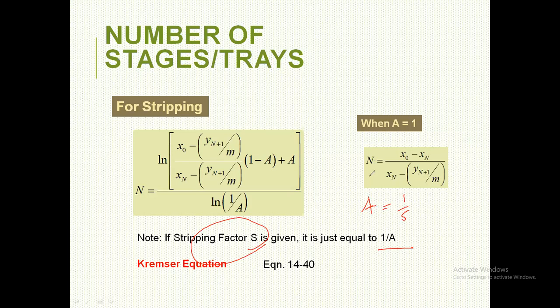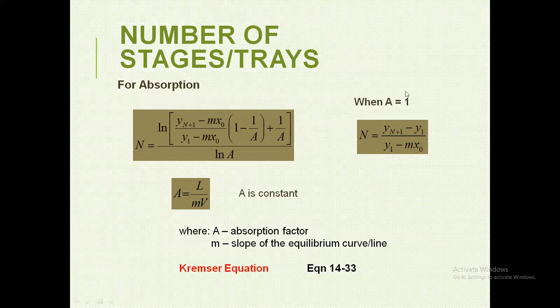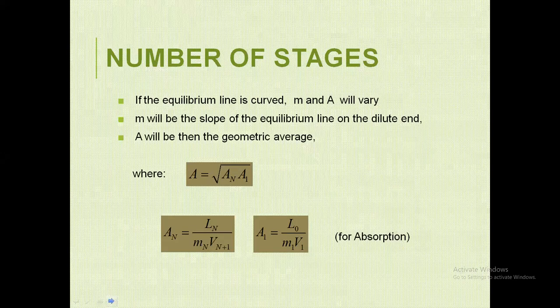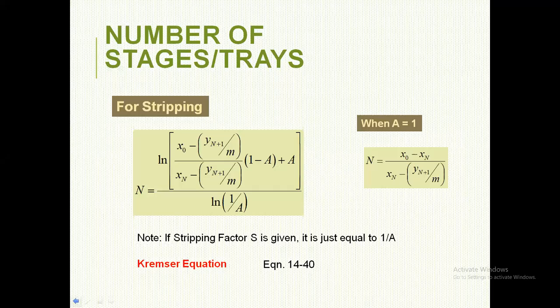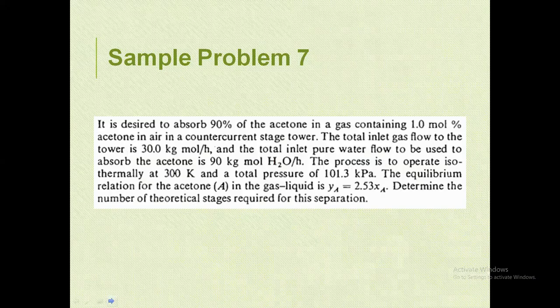Now, you will have a much simpler Kremser equation to use if the gas absorption factor is 1, because it would be as simple as this one. This also has an equivalent in gas absorption. So this is your simplified formula if your gas absorption factor is 1. Now, here we are in sample problem number 7. This sample problem will use the Kremser equation, and the graphical approach in finding the number of stages will also be discussed.